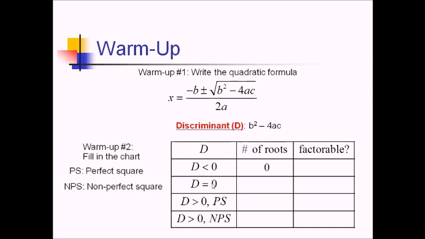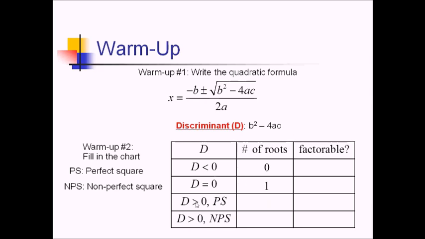If you have a discriminant with a value of 0, that means you're going to be square rooting 0, and the square root of 0 is also 0. If you've got negative b plus or minus 0, you've basically just got negative b over 2a. Once you lose that plus or minus, you only have one solution at that point. It's whatever negative b over 2a is. So that would just be one root.